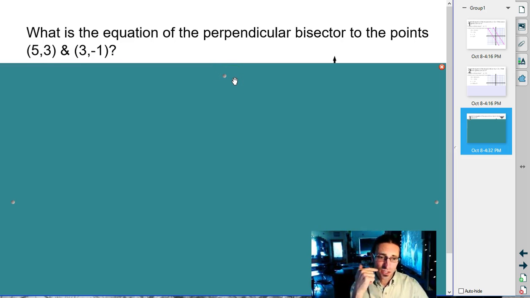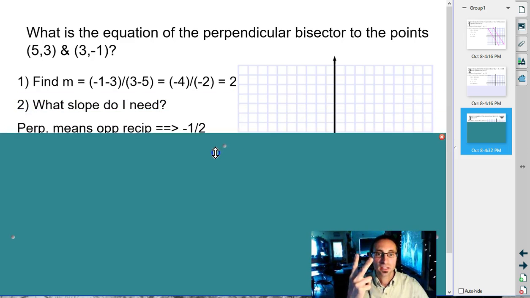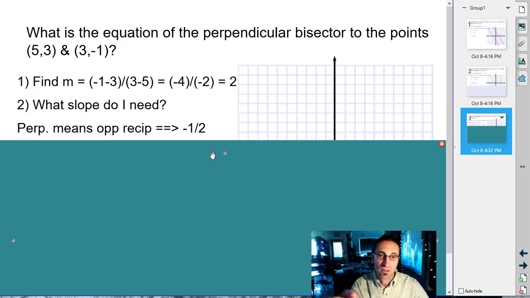Well, the fact that I could just explain that in 10 seconds means it's really not that bad of a problem. First thing, to find the slope, I use the slope formula, right? y2 minus y1 over x2 minus x1, and you get a slope of 2, which means the slope perpendicular to it is going to be negative 1/2, the opposite reciprocal of 2.